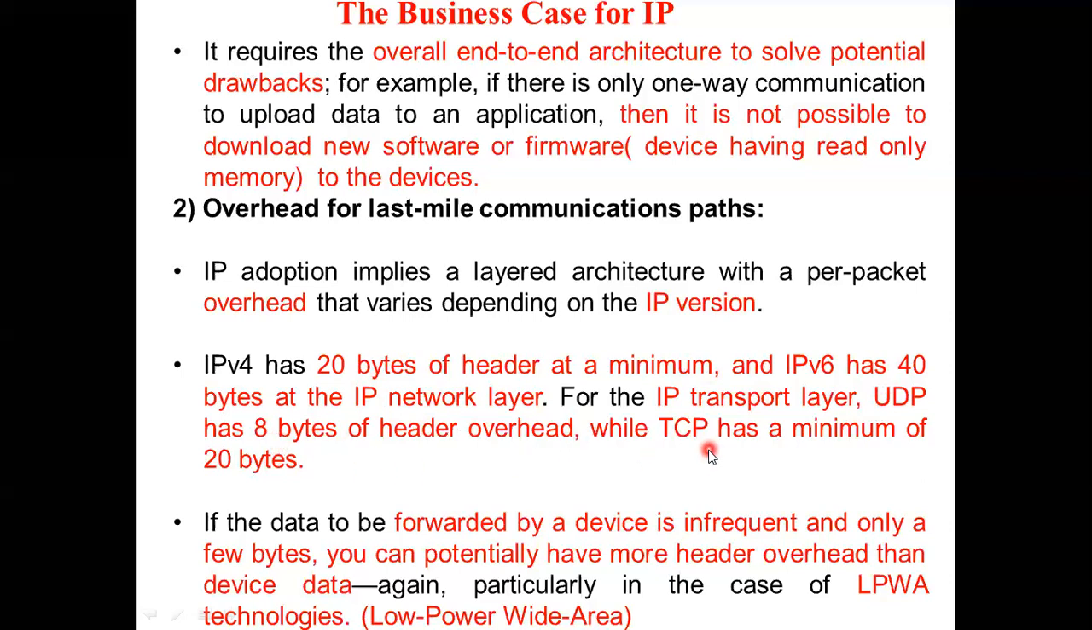And if it is TCP, it is very high, because TCP is reliable and UDP is unreliable. Reliable means the header size will be more. IPv4 plus TCP is 40 bytes. IPv6 plus TCP is 40 plus 20, 60 bytes extra in the network.